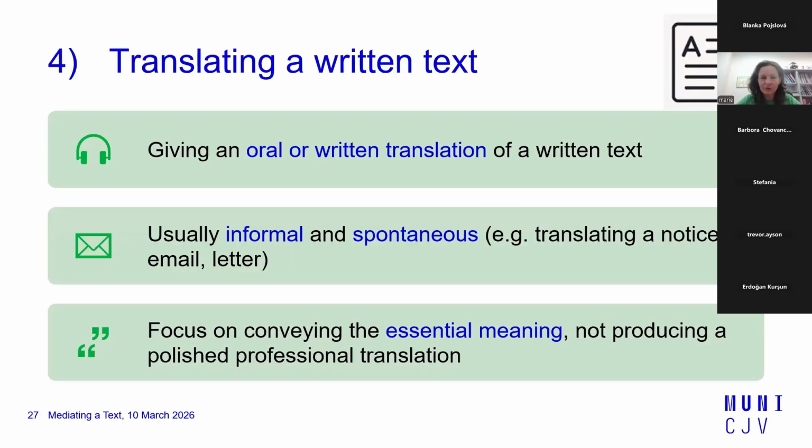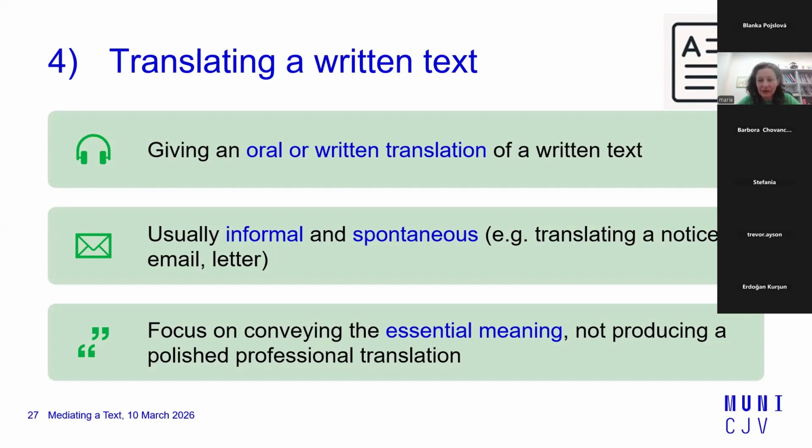Let's move on to the fourth type of text mediation, and this is translating a written text. So this is certainly not meant as word-for-word translation, polished translation to be published anywhere. Usually this kind of translation is done informally, spontaneously. For example, translating a letter for a friend, colleague, family members. So it's about giving an oral or written translation. And of course, the focus is on essential meaning.